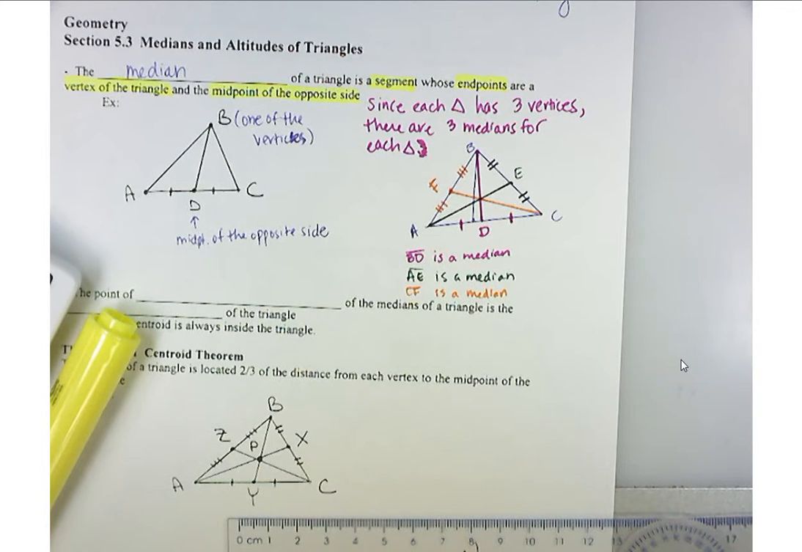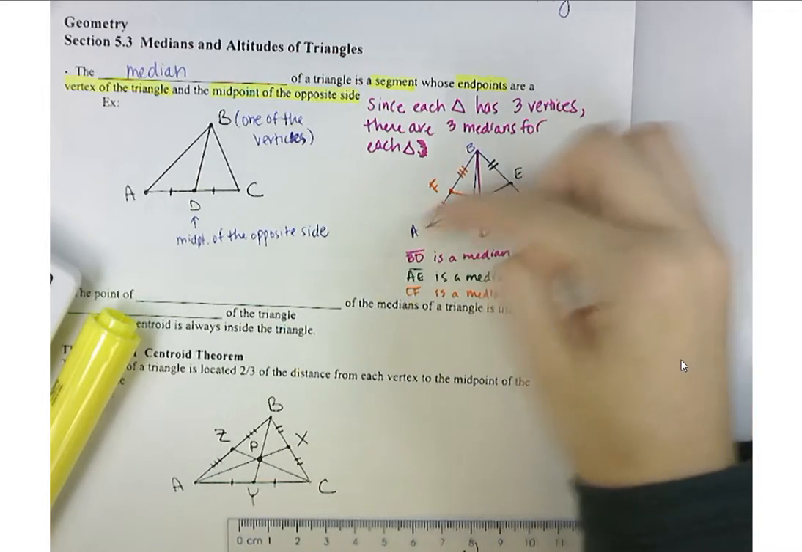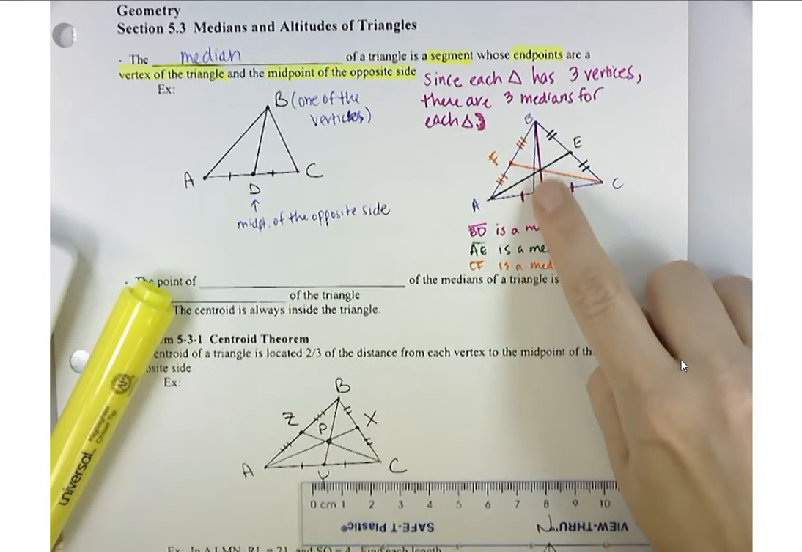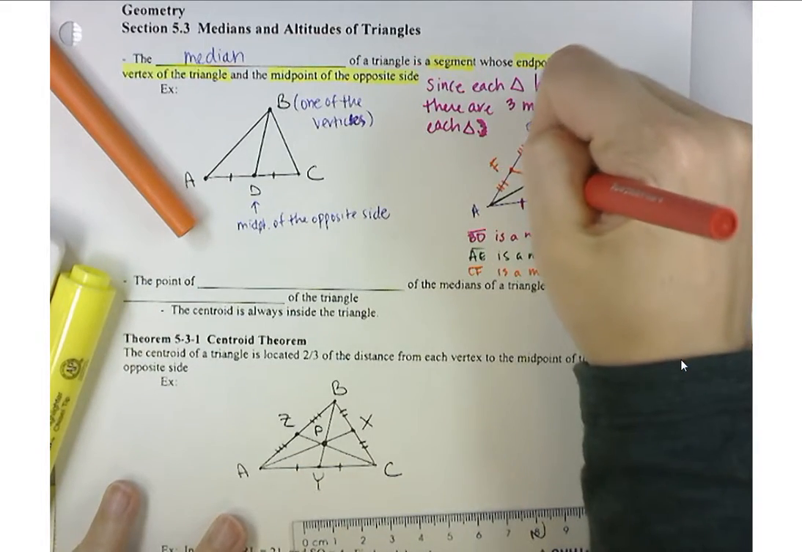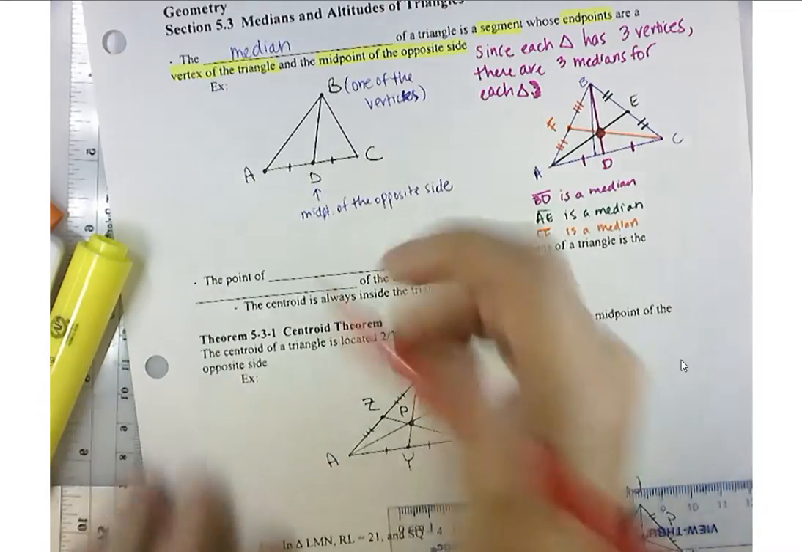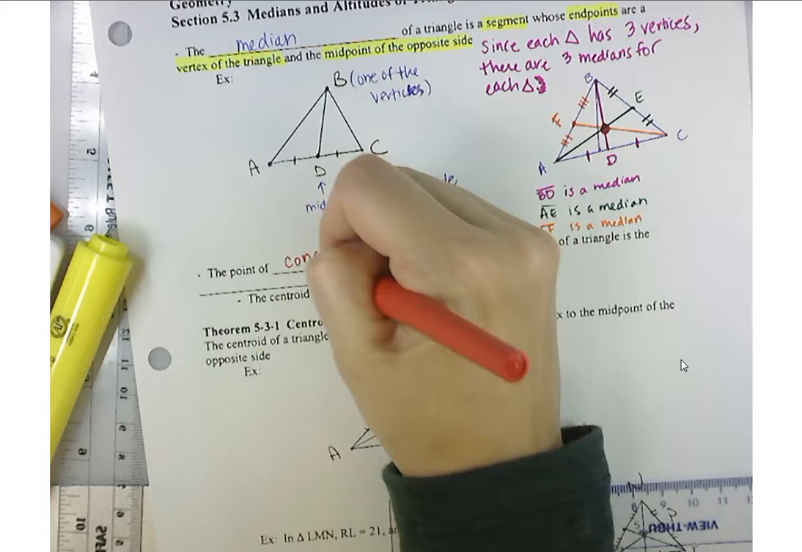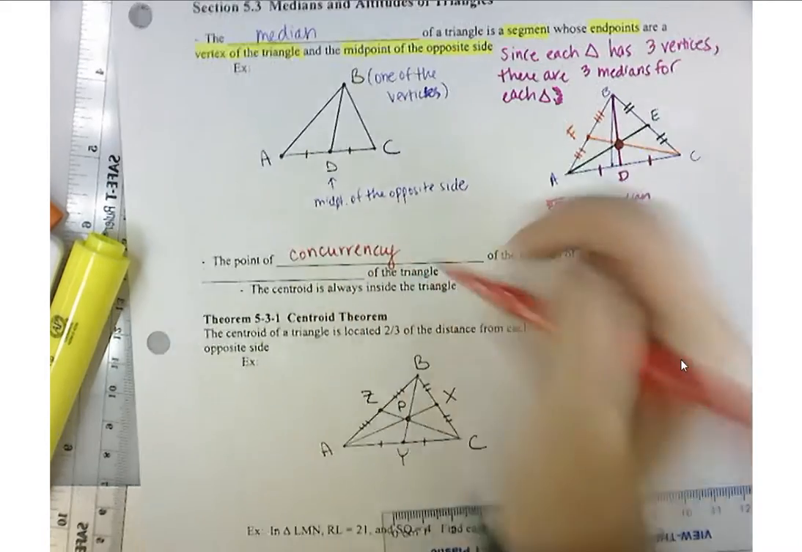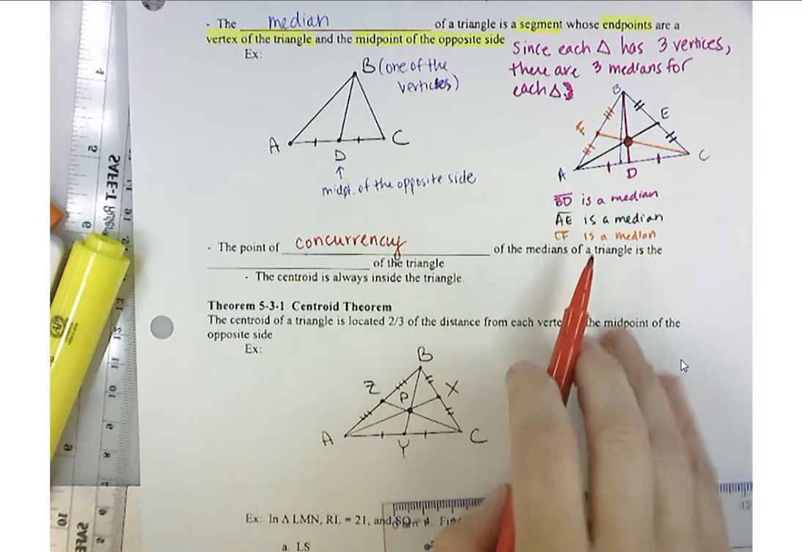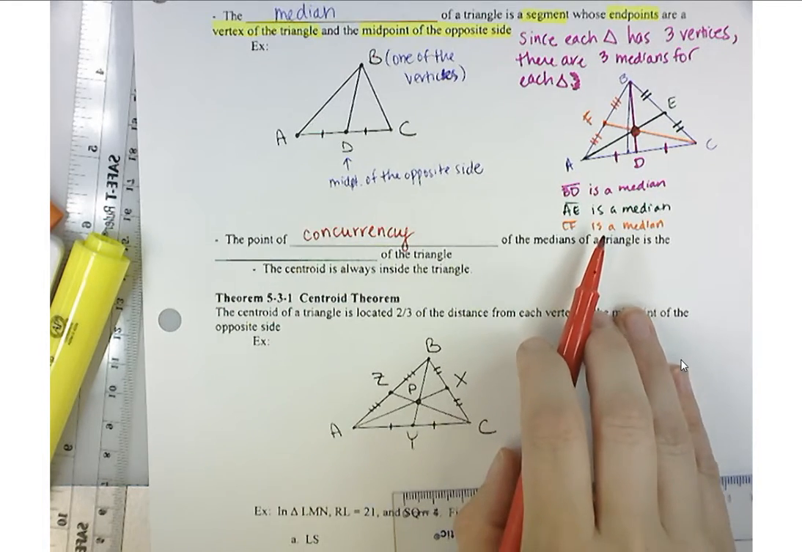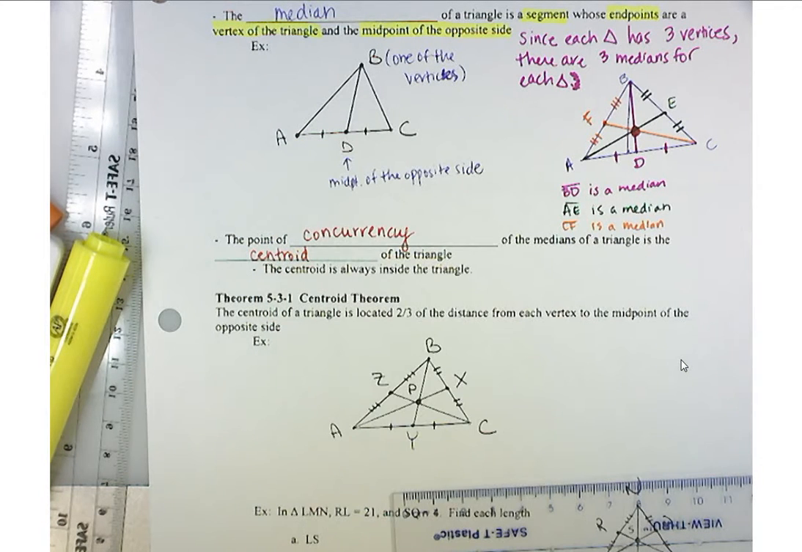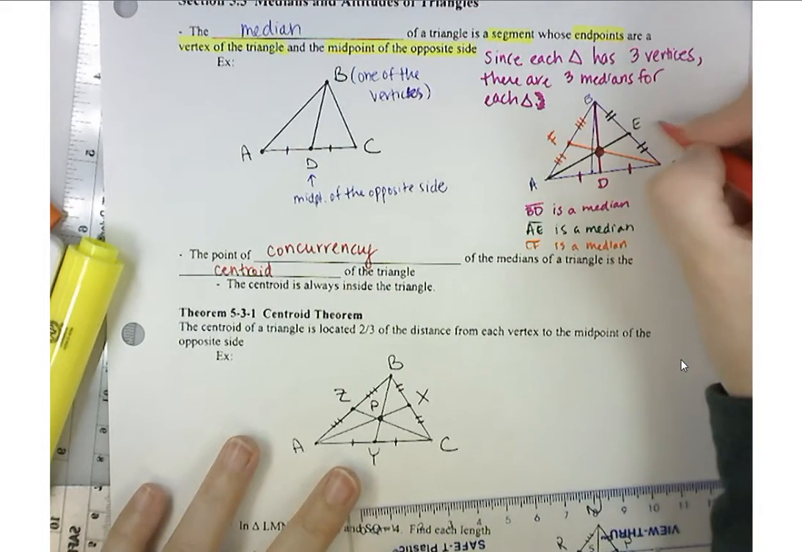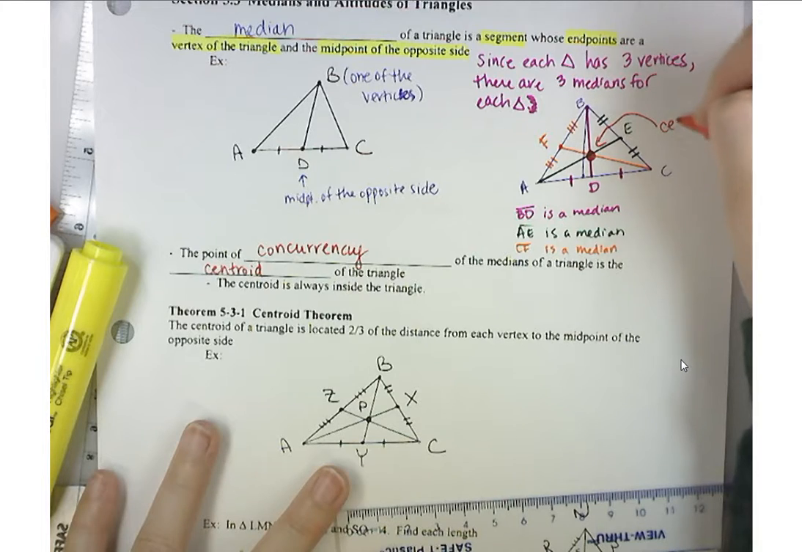Now you can see that I have these 3 lines intersecting here. This point in the middle, I'm going to highlight that, is called the point of concurrency. The point of concurrency of the medians of a triangle is called the centroid. Just kind of a cool word, right? So that's the centroid of the triangle. This middle portion is the centroid.